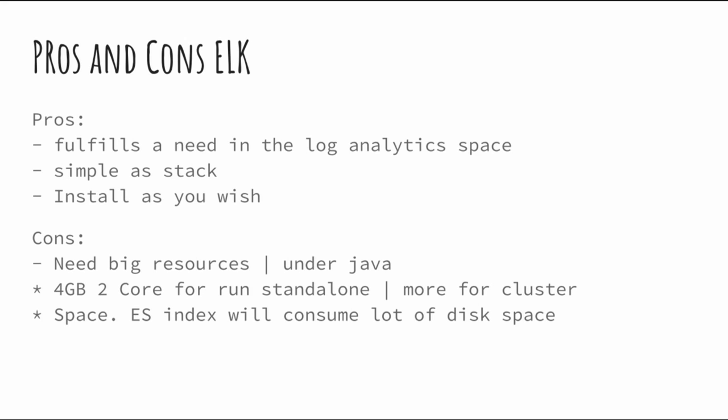But with the big benefits, there are many cons. The first is that it needs big resources, because Elasticsearch runs on Java. You know Java with its memory usage. For this test, I'm using 4 GB RAM and 2 cores standalone, and it's still slow. Next is space: Elasticsearch indexes consume a lot of disk. For my product it's around 100 GB for 1 month, just one product in Gojek.